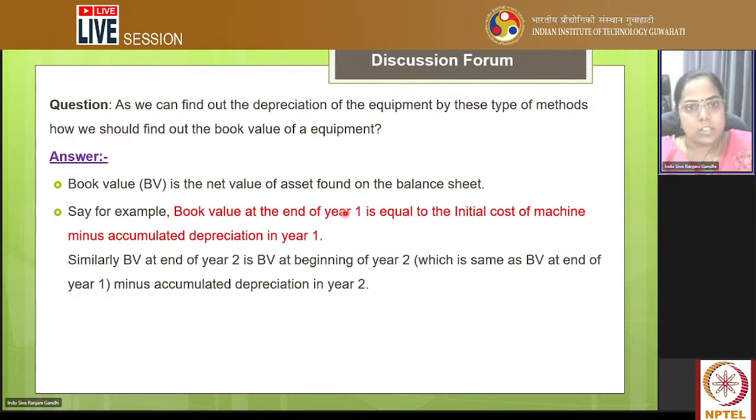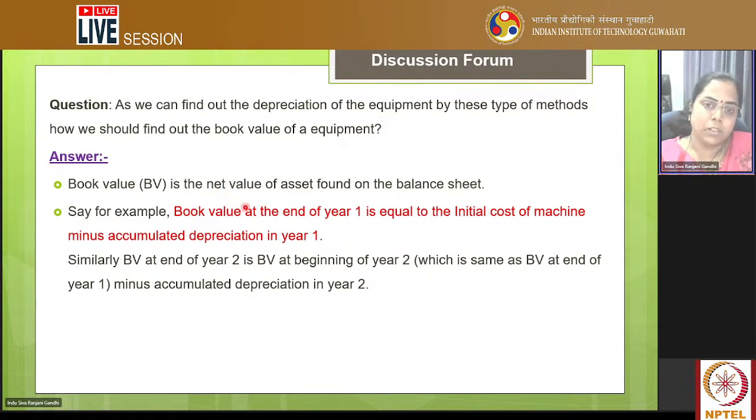Fine. Then the next question is, as we can find out the depreciation of the equipment by different depreciation methods, how should we find the book value of the equipment? Book value is basically the net value of any asset, whatever is recorded in your balance sheet or accounting book. The net value of the asset, as we record it, is your book value.